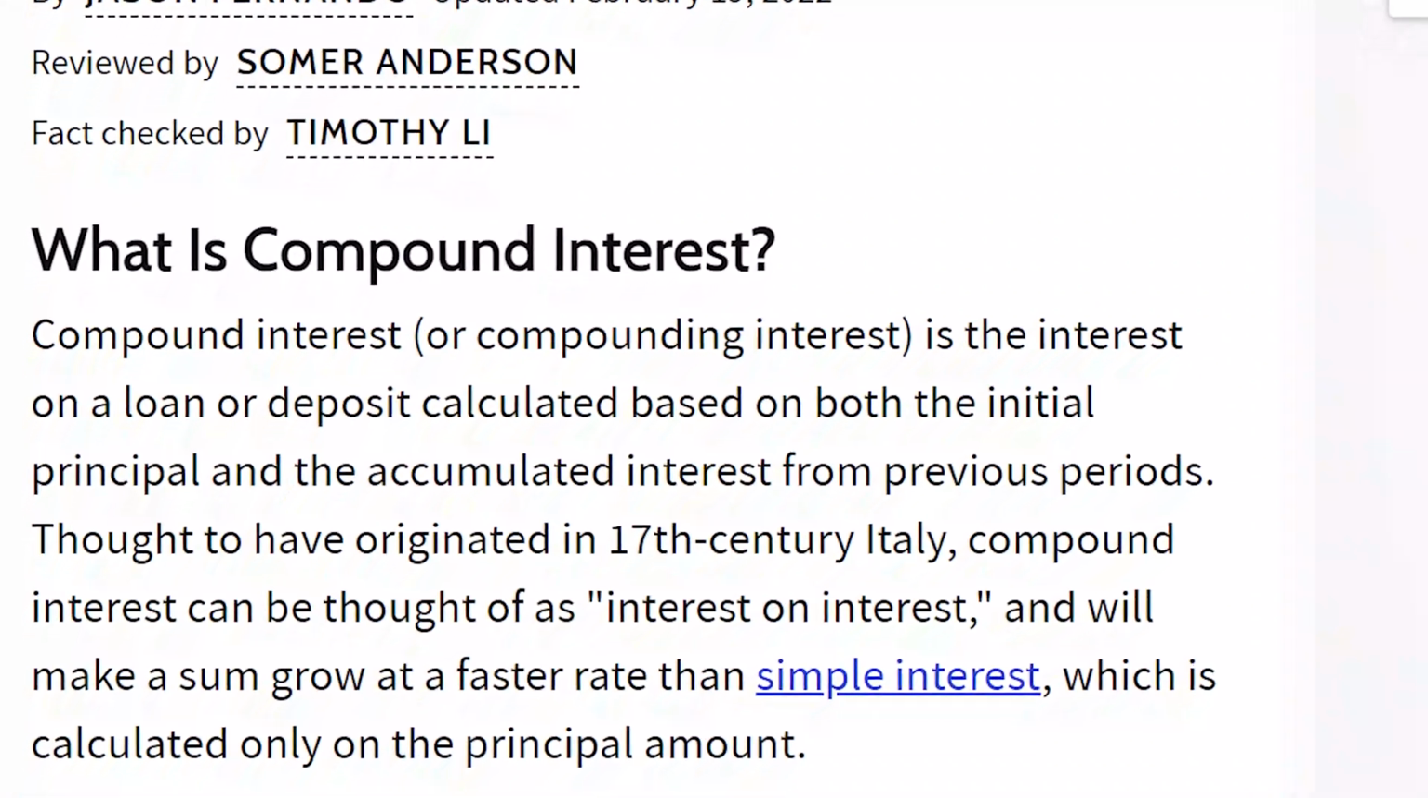Compound interest just builds off of this idea. With compound interest, you can earn interest on top of the interest that you've already earned in the past. The best way to understand it is just to see it in action. So let's do that right now.